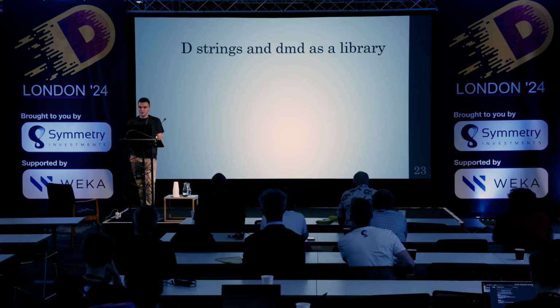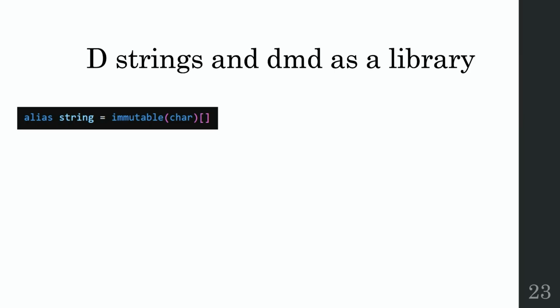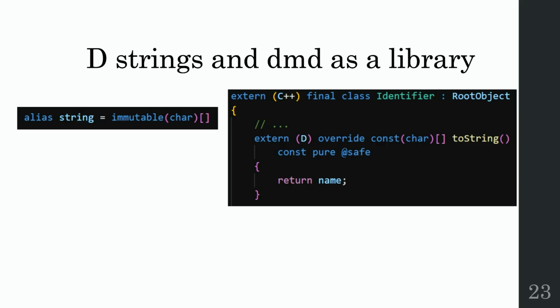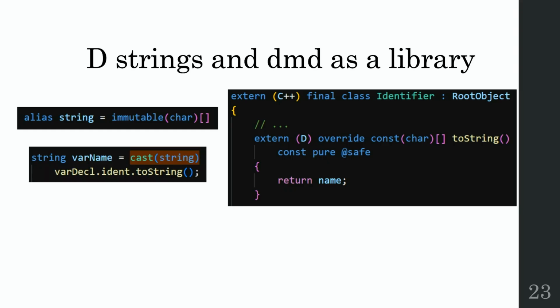Now, there's been another issue when dealing with DMD-as-a-library strings and the D strings. Naturally, as a D applications developer, I just want to use D strings and not worry about anything else. So immutable char arrays. However, for example, if you need to get the string representation of an identifier to see, for example, a variable name, there's this convenient toString method that returns a const char array. And if you want to use it in your code, you're going to have to perform a cast.